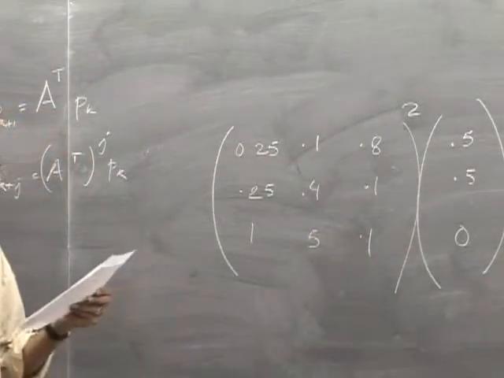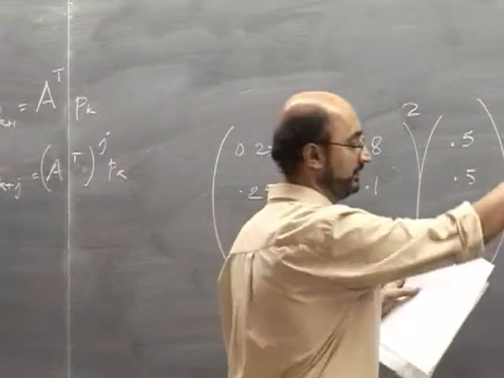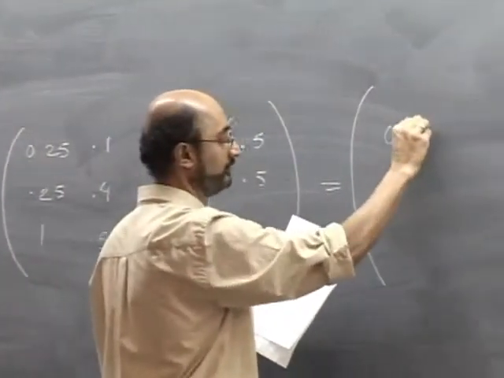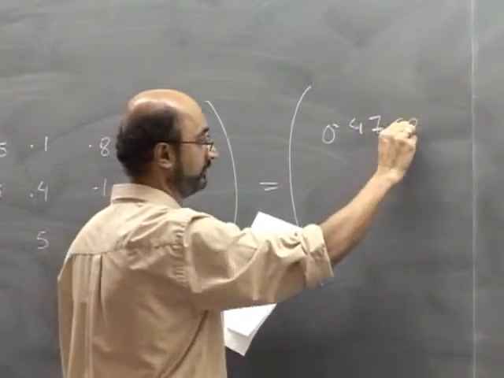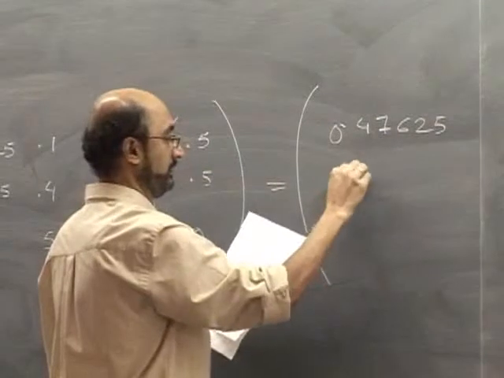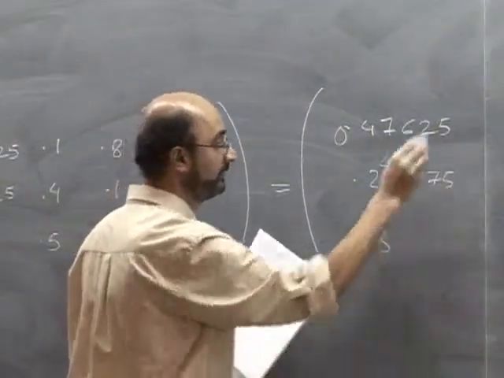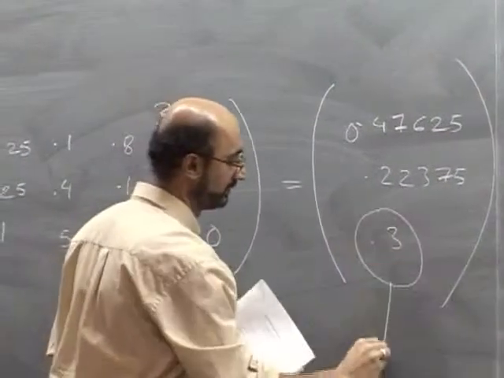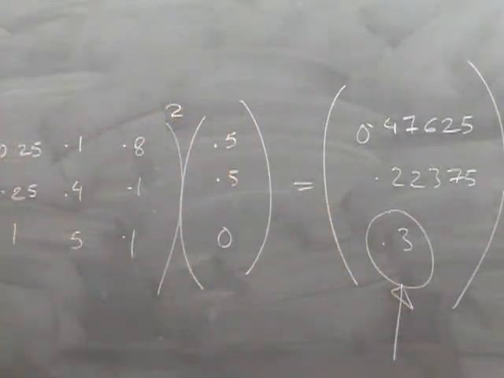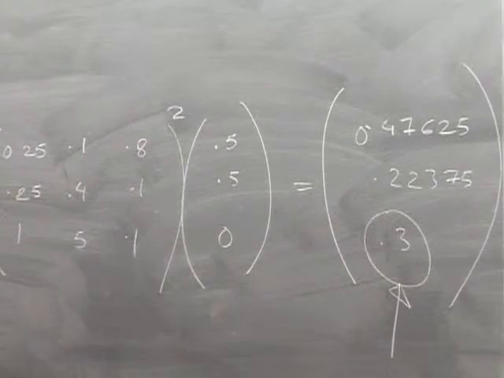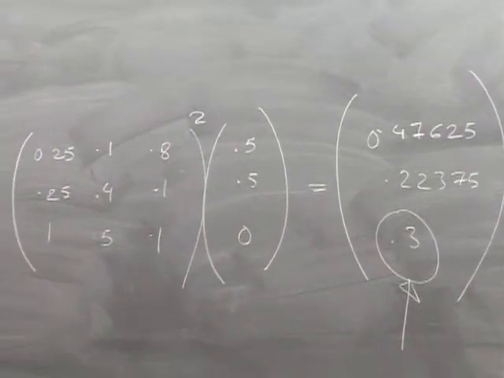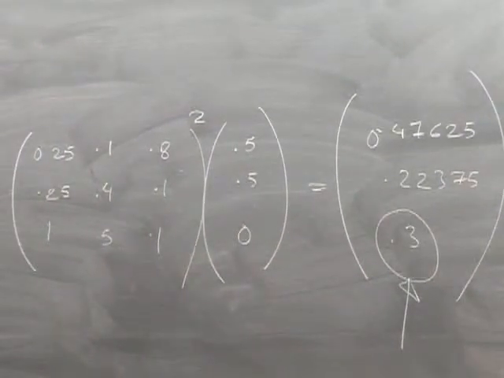And if you compute this, you should get this matrix, which is 0.47625, 0.22375, 0.3. And really what you wanted was this number, 0.3. So if you write the answer 0.3, that's the probability of being in state 3 after 2 steps. Okay, and that's basically all you needed. The rest is not quite necessary. So if anyone writes 0.3, that's the answer.